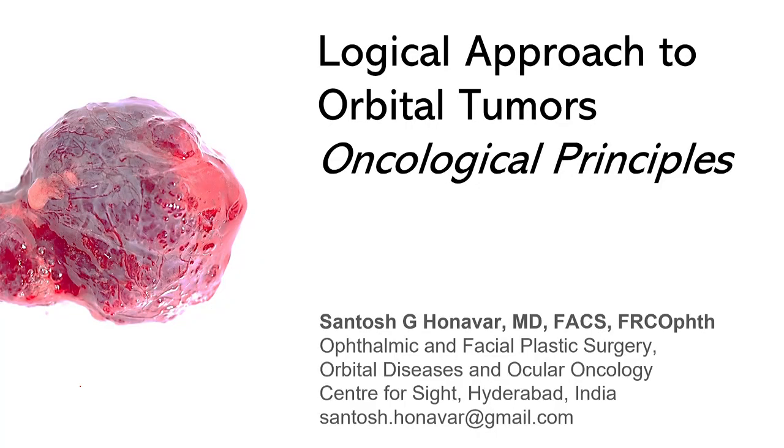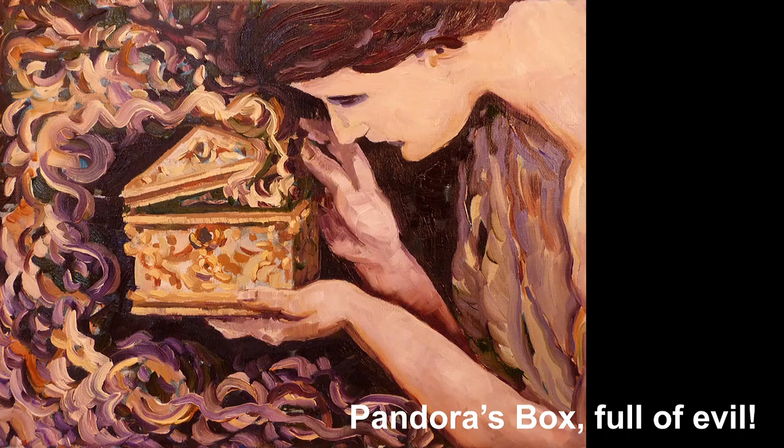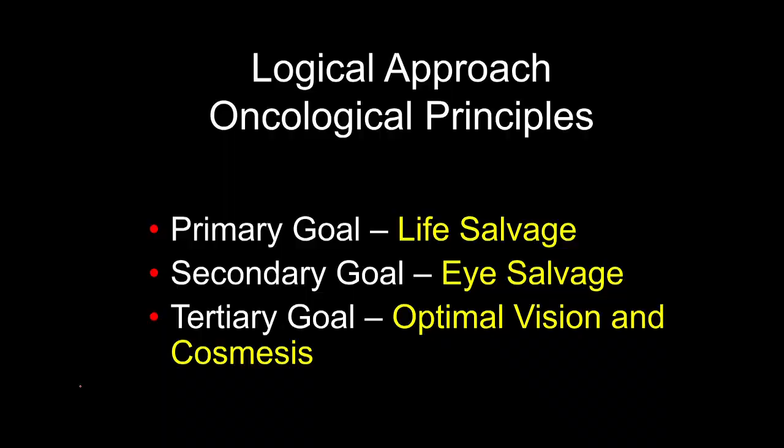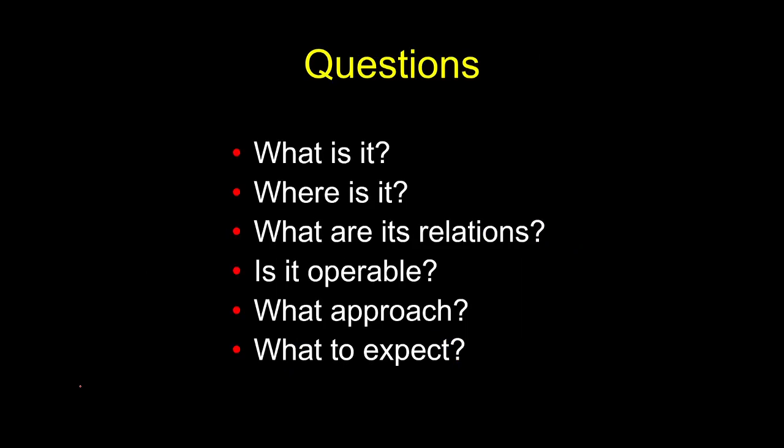I'll be speaking, as asked, on oncological principles in orbital surgery. Orbit is a box that's full of evil. You don't know what it is unless you have removed it, and the pathologist obviously has the final word. So you have to combine your oculoplasty surgical skills with oncological principles. Otherwise, there might be situations where you might end up compromising life. The primary goal in any malignancy would be life salvage, and if that is possible, eye salvage, and the tertiary goal would be optimal vision and cosmesis.